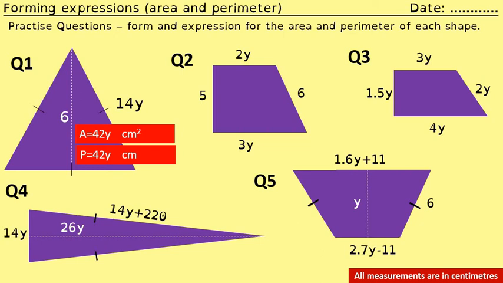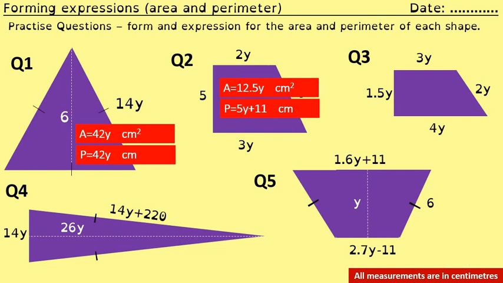Question 2 is a trapezium. So when we first do a plus b, we're going to be doing 2y plus 3y, which is 5y, and then we're going to be doing a half multiplied by that 5y multiplied by the height, and the height is 5. So our area expression becomes 12.5y centimetres squared. For perimeter, we just add up the 4 sides that we have, and that is 5y plus 11 centimetres.